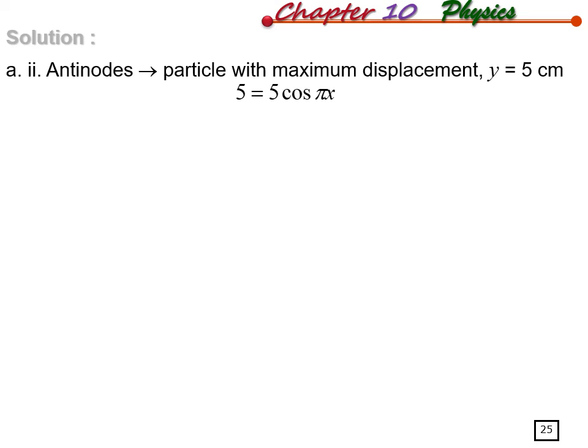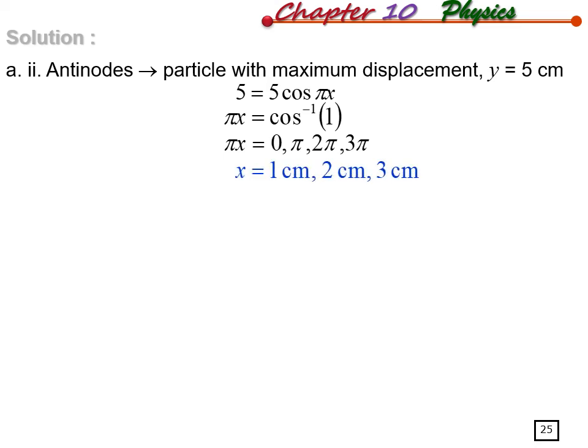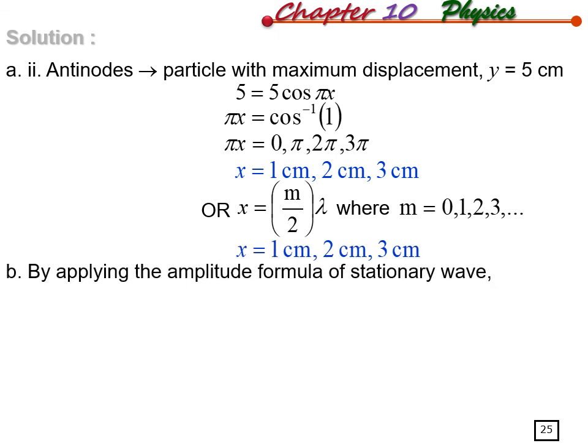Next one, antinode. That means you will get a maximum displacement where y will be equivalent to 5, which is the amplitude. The condition for you to get maximum is when the angle is 0, π, 2π, 3π, and so on. Therefore x will be equivalent to 1, 2, and 3. In terms of order, m will be 0, 1, 2, 3. So therefore x will be equivalent to 1, 2, 3 centimeters.